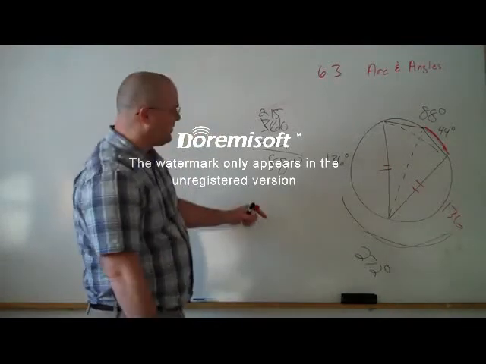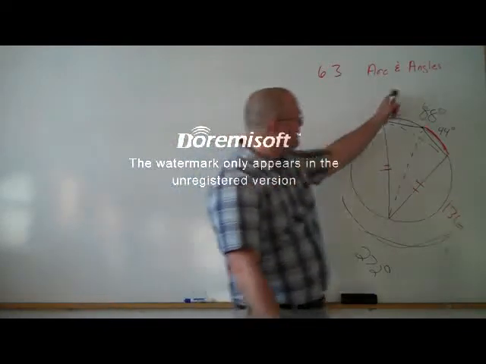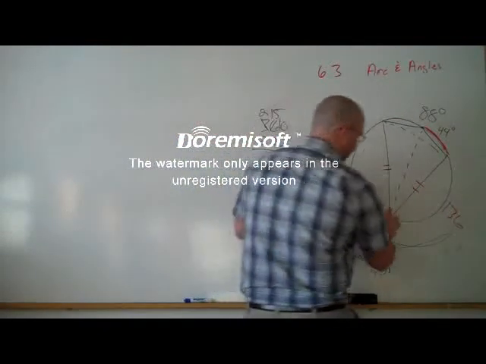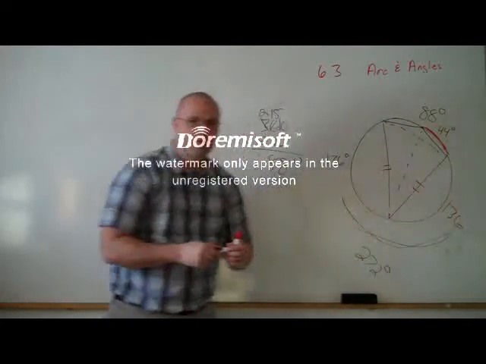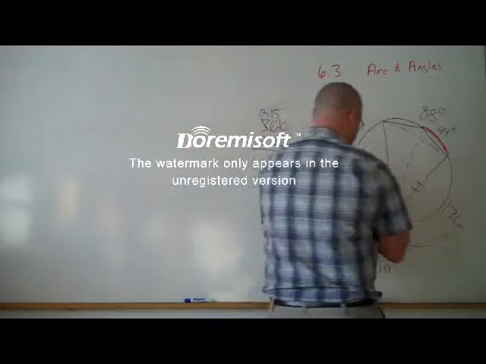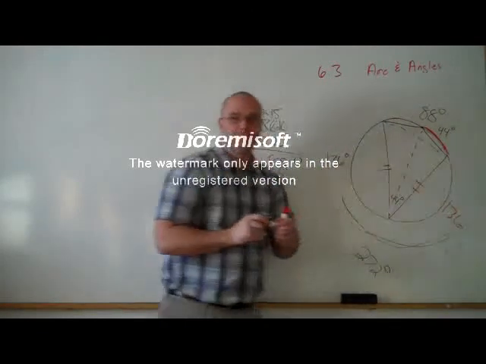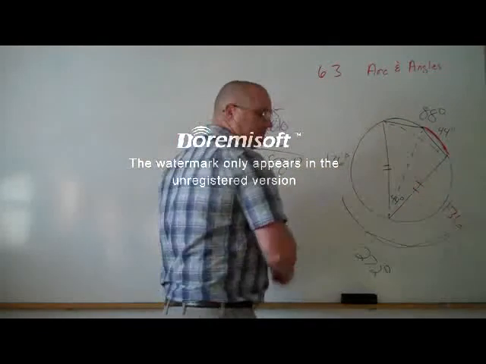So with this whole piece here equaling 88, what would that piece right here equal? By the inscribed angle conjecture, cut it in half. So this would equal 44 degrees too. Alrighty.